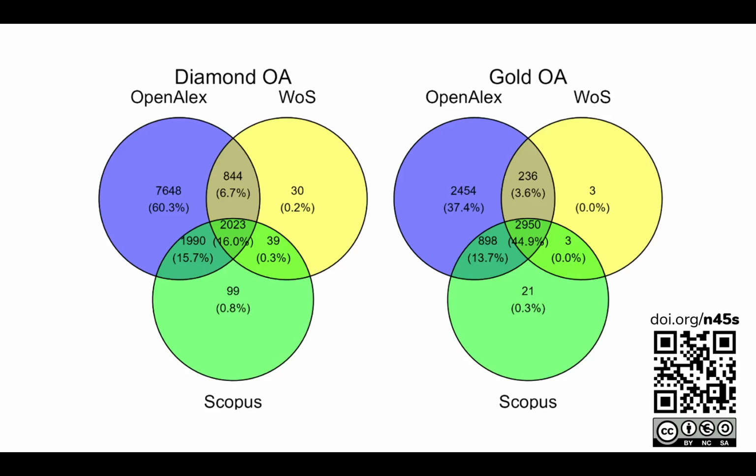And if you look at Diamond Open Access and Gold Open Access, you see that there are some journals that are covered by OpenAlex, but not by Web of Science. Or actually, there are a lot that are covered by OpenAlex and not by Web of Science or Scopus. But there are also some that are covered by Web of Science and not by Scopus or OpenAlex, or that are covered by Scopus and not by OpenAlex, etc. So that means that the coverage of these databases is always different.